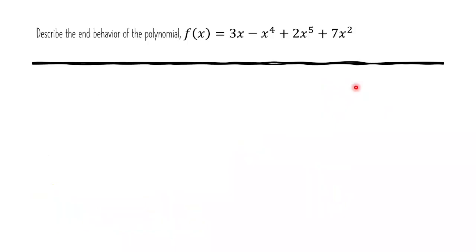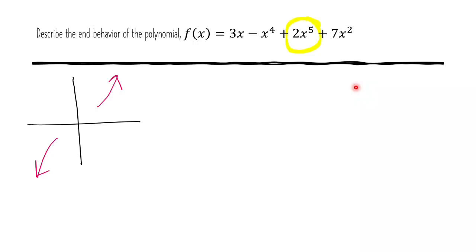Describe the end behavior of the polynomial f of x equals 3x minus x to the fourth plus 2x to the fifth plus 7x squared. So the first thing I have to do is identify my leading term. And the leading term is always the term with the largest exponent. So 2x to the fifth is my leading term.